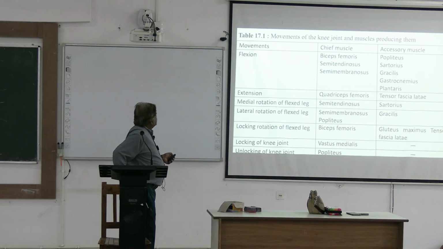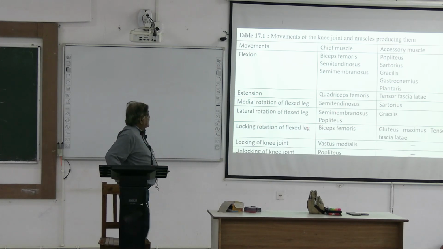See, these muscles: flexion, biceps femoris, semitendinosus, semimembranosus. Accessory muscles: popliteus, sartorius, gracilis, gastrocnemius, plantaris. Extension: quadriceps femoris, tensor fasciae latae. Medial rotation of the flexed leg: semitendinosus. Lateral rotation of the leg: semimembranosus. This is sartorius, gracilis, popliteus.